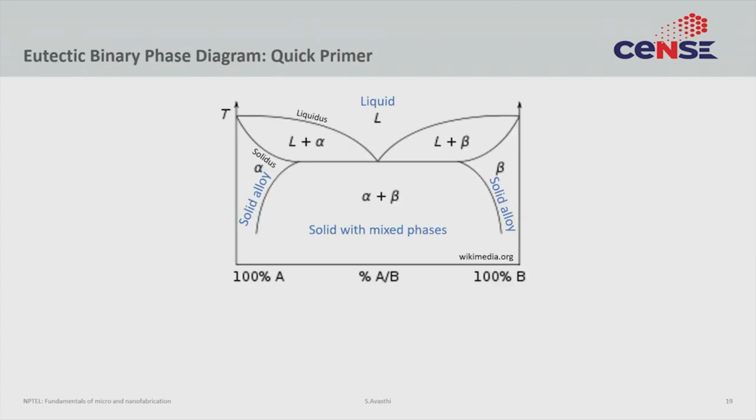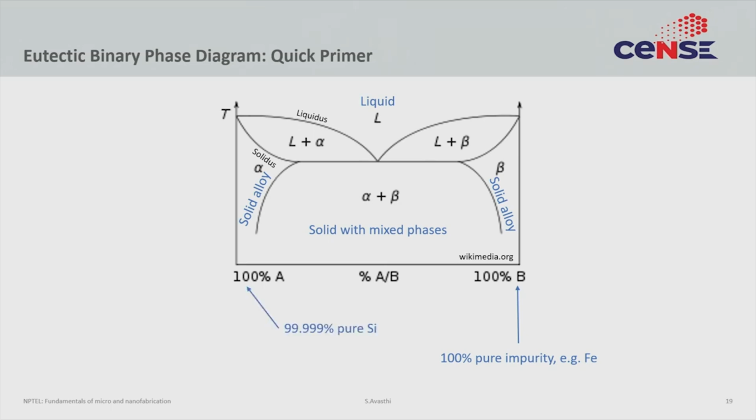A quick primer on what a eutectic binary phase diagram is. Okay. So, typically a eutectic phase diagram looks something like this. Here what you are looking at is a plot of temperature versus concentration. Okay. So, supposing this is a binary phase diagram between a material A and B. On the right is 100% pure B, on the left is 100% pure A, and in the middle are alloy compositions between that 100% pure A and 100% pure B.